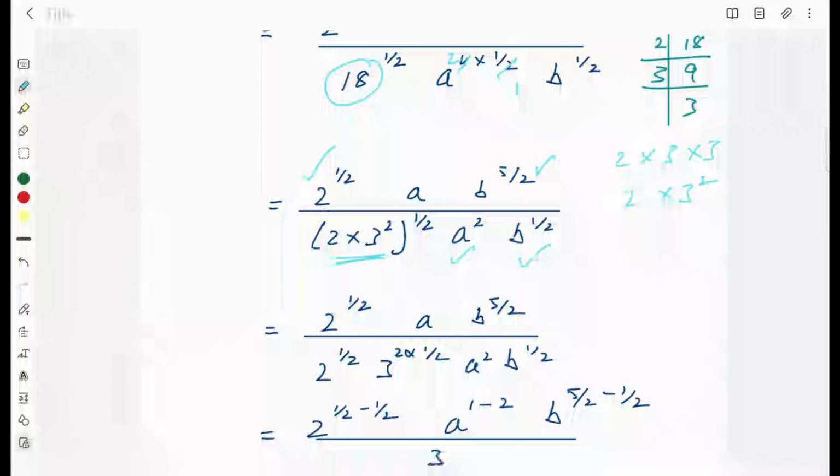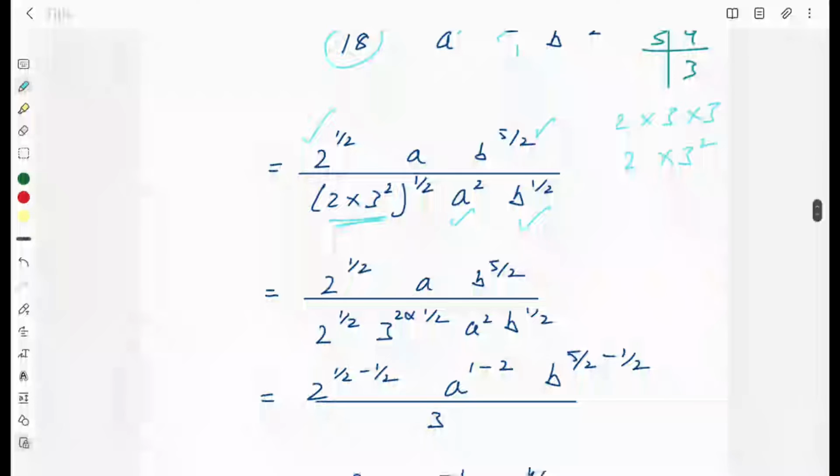So a raised to the power half remain as it is, while in this case power half will come separately on this 2 and on this 3 raised to the power 2. So you can follow this step. I simply put this half thing on this 2 and on this 3 raised to the power 2, while all other things remain as it is.